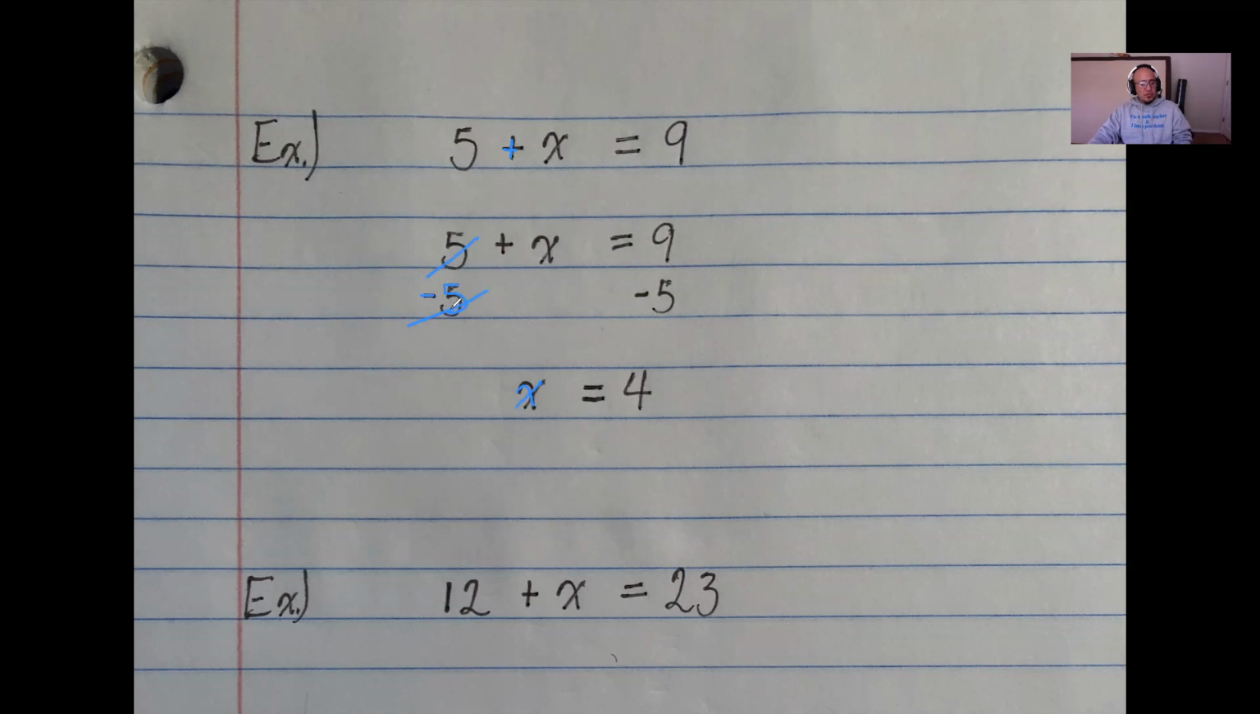However, again, whatever I do to one side, I must do to the other. So I'm going to do 9 minus 5. 9 minus 5 is equal to 4. That is my answer.